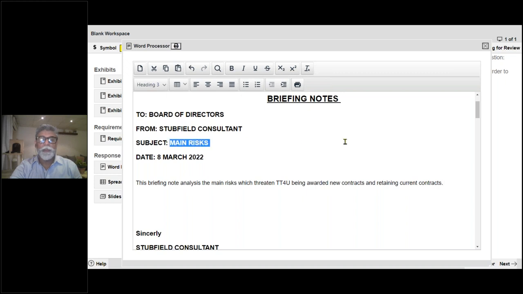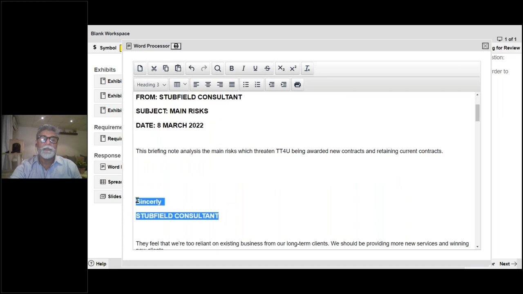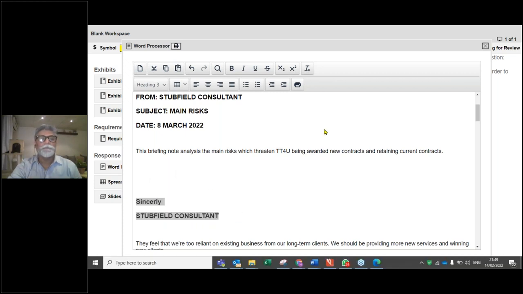I don't want lengthy subjects. I don't want only saying Stubfield. Stubfield is the name of the company, not a guy. So it's a Stubfield consultant. And this is very important. I know most of you forgot it. Do it at the start so that when you are drafting, you don't forget it later on. Any questions?